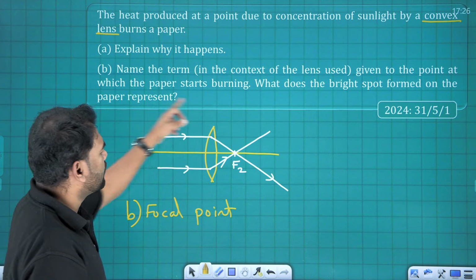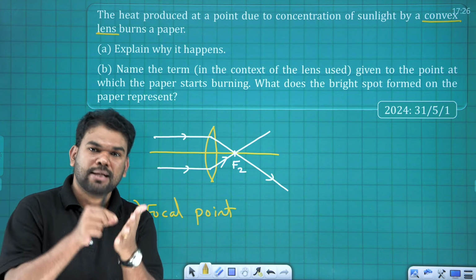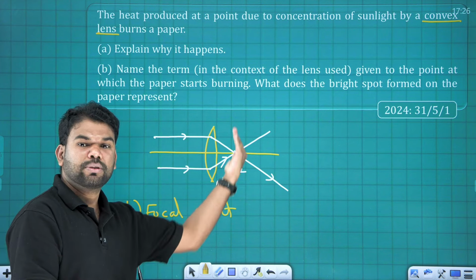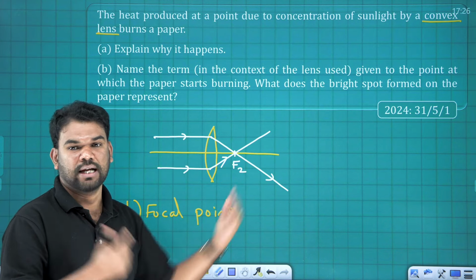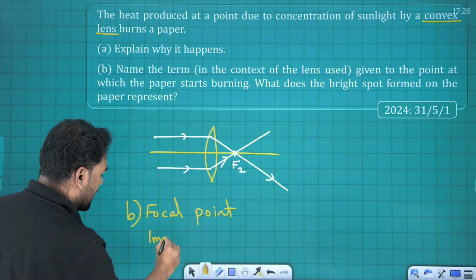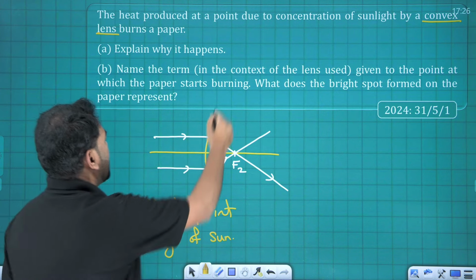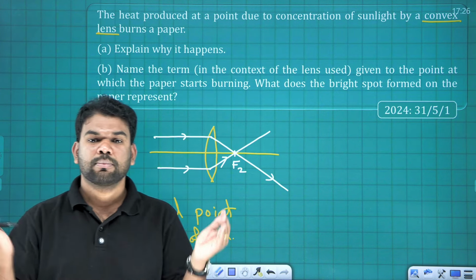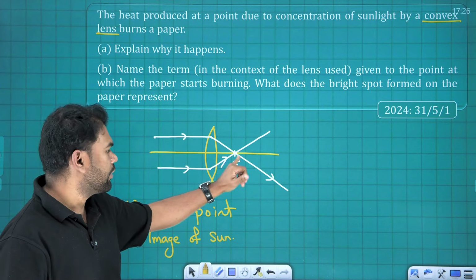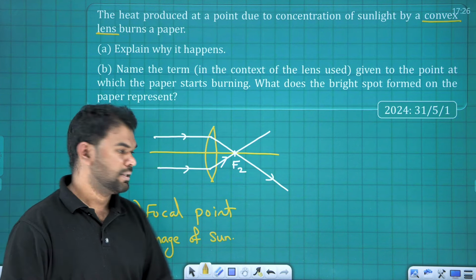Then there is an additional question also. What does the bright spot formed on the paper represent? That bright spot is formed because the paper acts as a screen. So here the convex lens forms the image on the screen. Image of what? The sun. So the image of the sun is formed on the screen. The bright spot is none other than the image of the sun. And the earlier question, as I already told you, is because of the converging property of the convex lens. The convex lens converges all the rays to a particular point. That's why the paper burns.